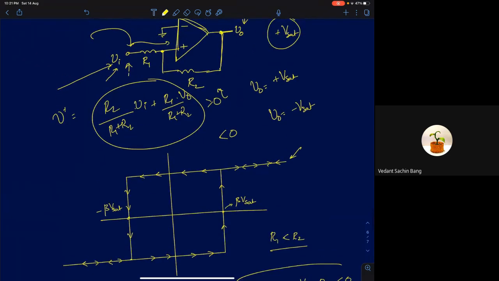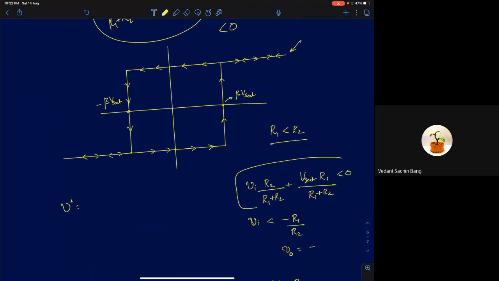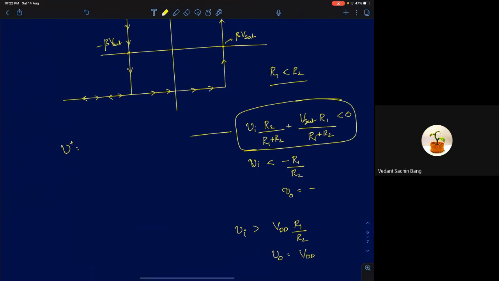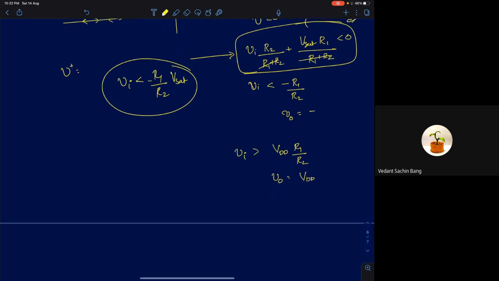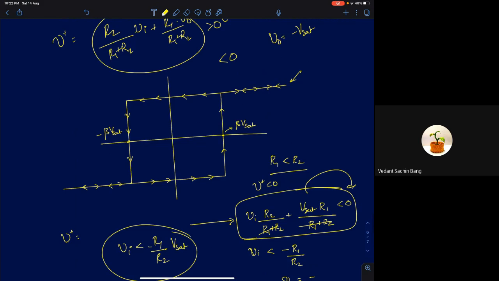Of course, input has to reduce, because if your positive terminal reduces, then the output will go to a negative voltage. So I'm now reducing my input. The condition I need to satisfy is that V plus should be less than 0. Then the output will be minus Vsat. If you equate this, you will end up getting Vi less than minus of R1 by R2 into Vsat. I'm going to call this term beta, the ratio of two resistances R1 by R2. So it will be minus beta times Vsat. If your input goes less than minus beta Vsat, then your output will go to minus Vsat.